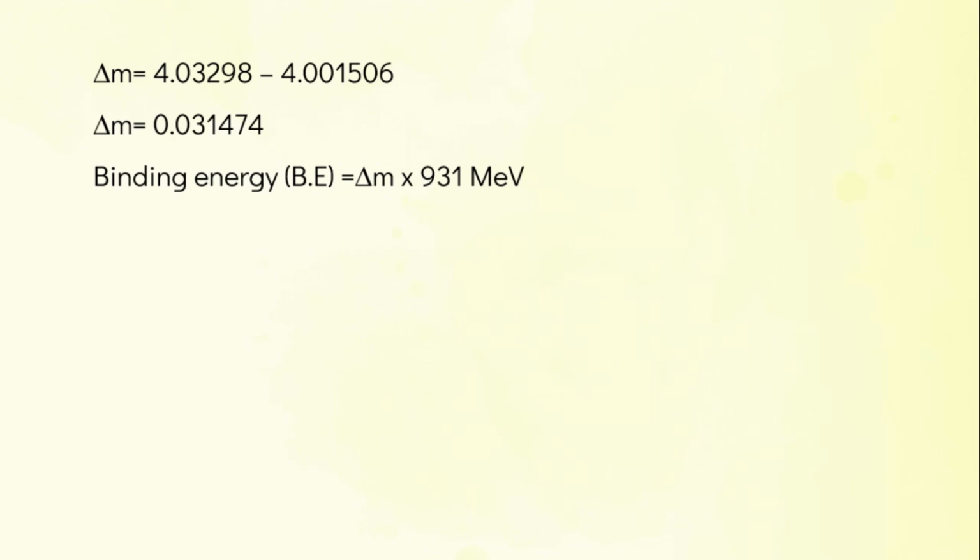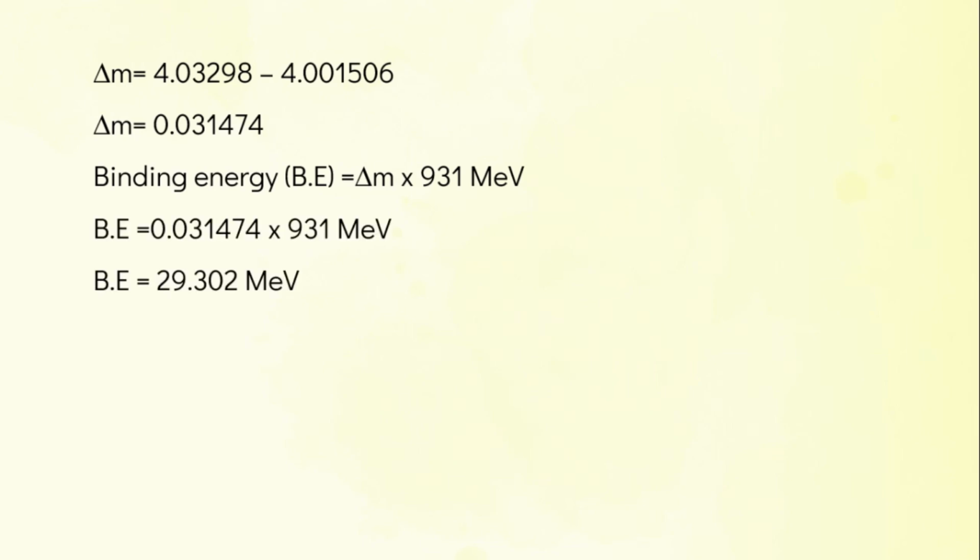In order to find the binding energy, we have to multiply the mass defect by 931 million electron volt, because one universal atomic mass unit, it is given in the question that it is 931 million electron volt. So the binding energy we get here is 29.302 million electron volt. Now we have to find what the question is asking.